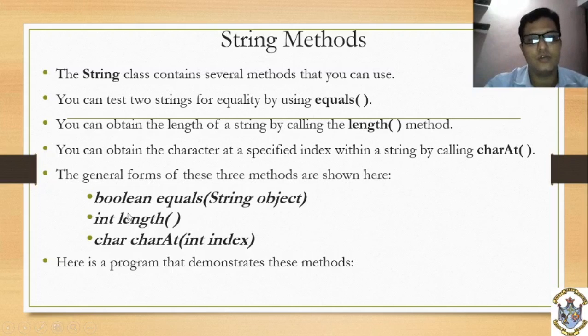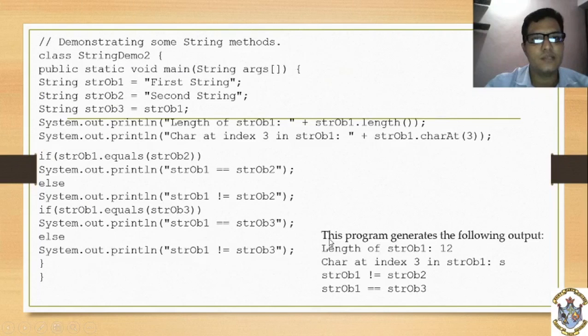boolean is the return type of equals(String object). int length(): by using this length method, you are calculating the length of the string, and it is an integer value. Here charAt specifies the character at the specified index, so that is why it is a char data type. Let me see here, a sample program exists. This will explain this program. Now let me check here.